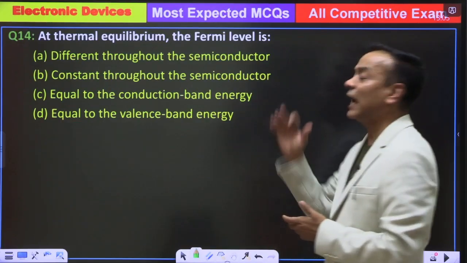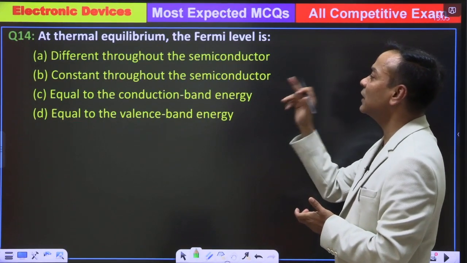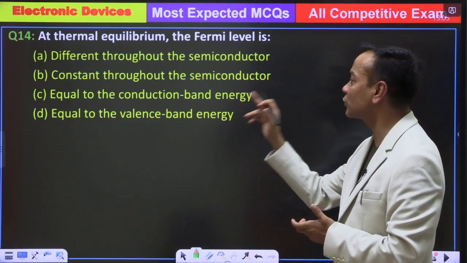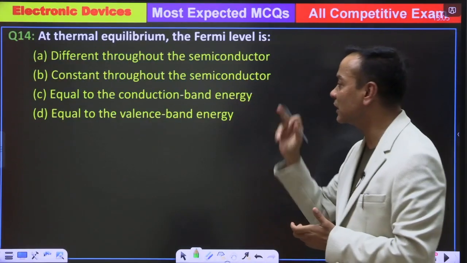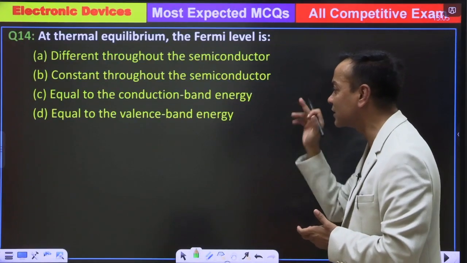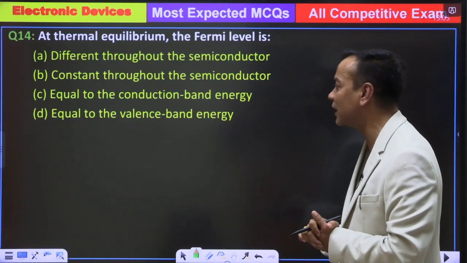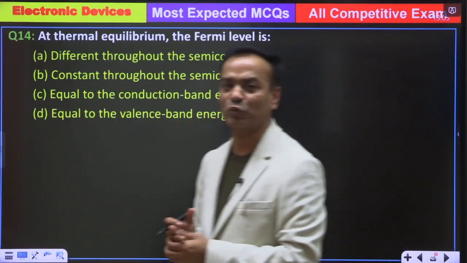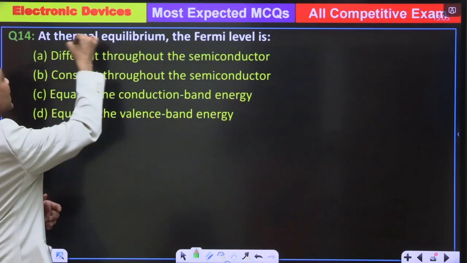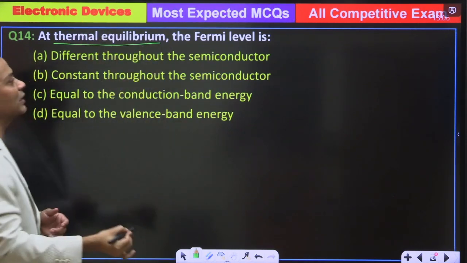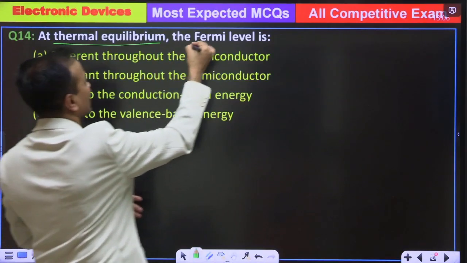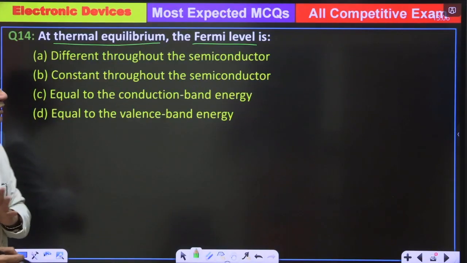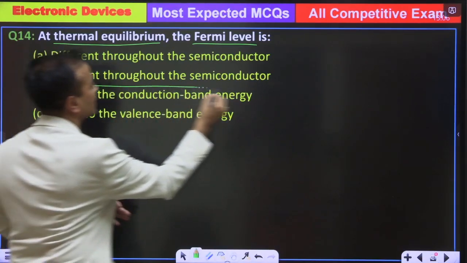So next is, at thermal equilibrium, the Fermi level is: Option A, different throughout the semiconductor. Option B, constant throughout the semiconductor. Option C, equal to the conduction band energy. Option D, equal to the valence band energy. Dear friends, this is a very important concept that I am going to discuss now. At thermal equilibrium, the Fermi level is constant throughout the semiconductor. Yes, so option B is the right answer.